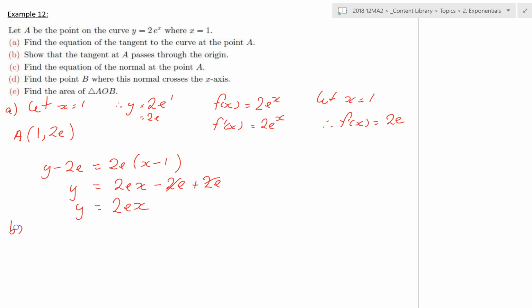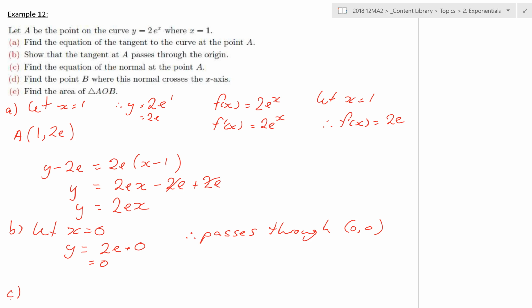B. Show that it passes through the origin. Let x equal 0, then y equals 2e times 0 equals 0. Therefore, it passes through (0, 0). As rushed as I am doing this, I'm still not writing THRU. Right. Passes through the origin. Easy enough. That's a nice one.